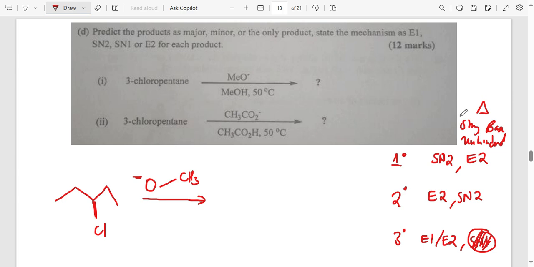If you use something bulky, a bulky base, a bulky nucleophile, that will go more by E1 because it's too bulky to go and attack. So take note of that. If you know that, it will be very easy.